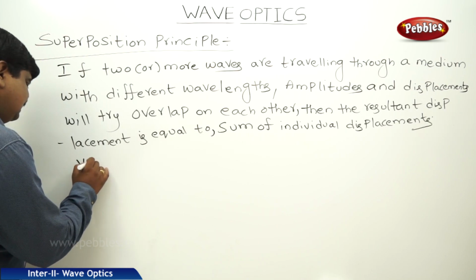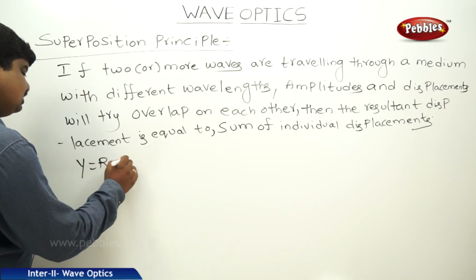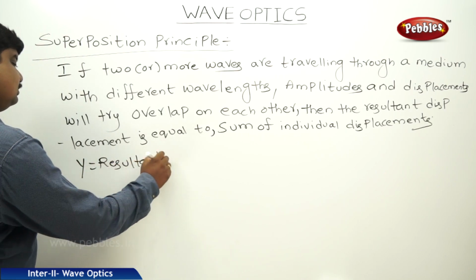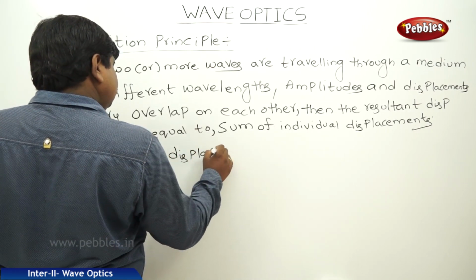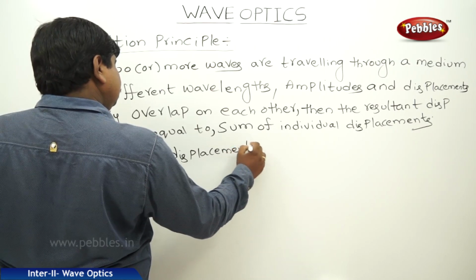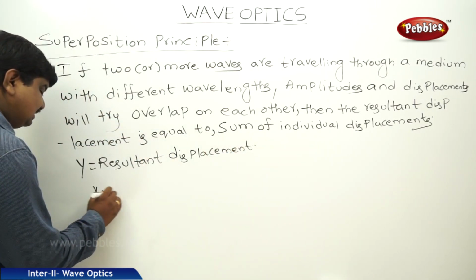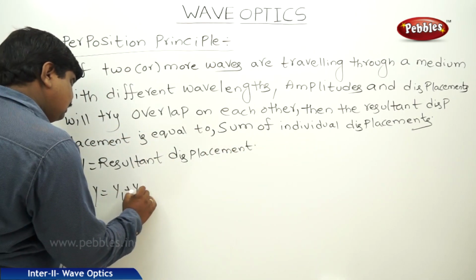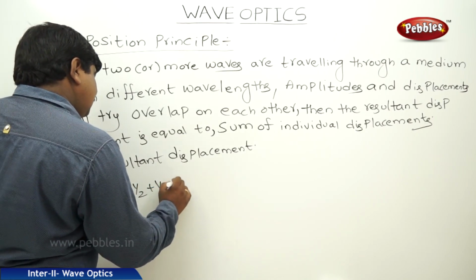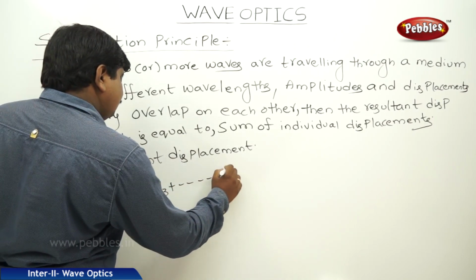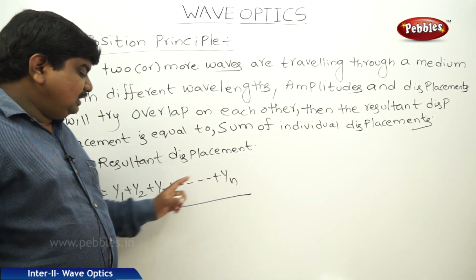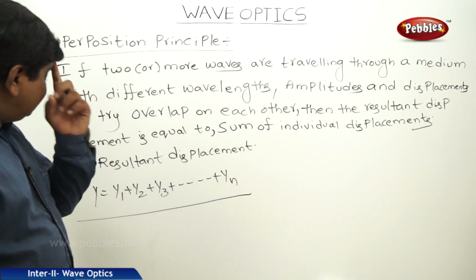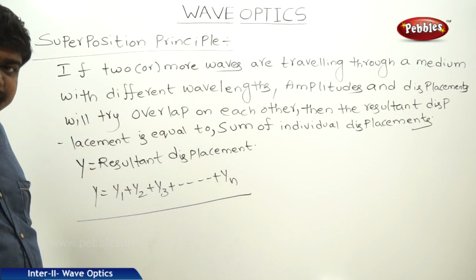So y is the resultant displacement. Therefore, y is equal to y1 plus y2 plus y3 and so on up to yn, the displacements of the individual waves. Like this we can define the superposition principle.